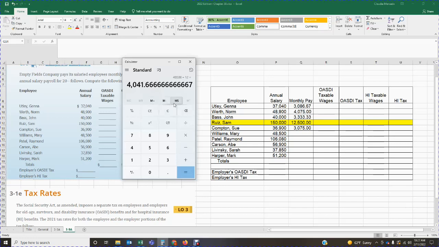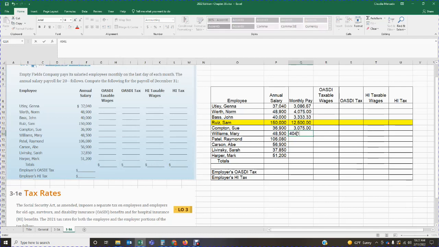Now let's look at Mary. Mary makes $4,041.66666, okay? That third digit is a 6, so I'm going to round up that second digit to a 7. So I'll be 4041.67. Be very careful with your rounding, because that 1 penny, that 1 cent, is going to throw you off.